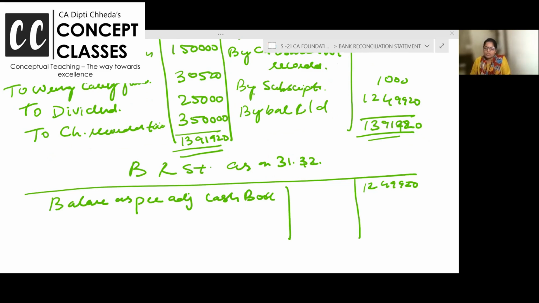Those cheques that were issued and not cleared, the difference. Yeah, cheques were issued. So when I issued, I credited. Now I should debit. Add cheques issued but not cleared. Cheques issued but not cleared.